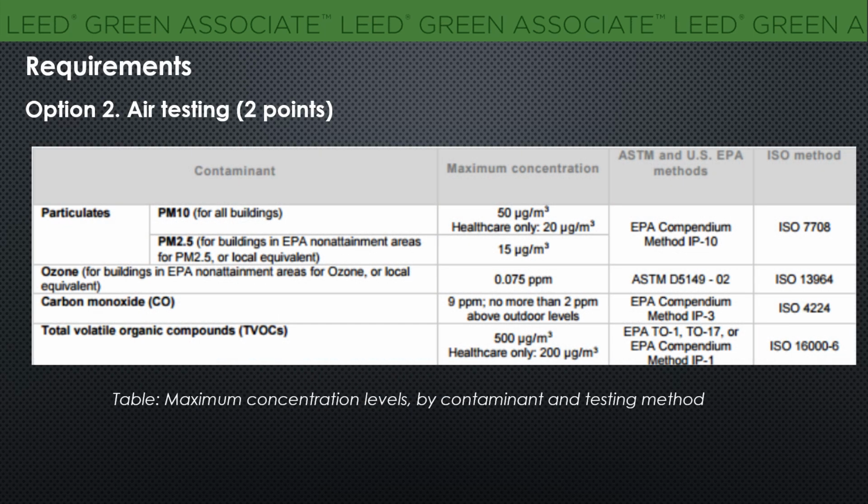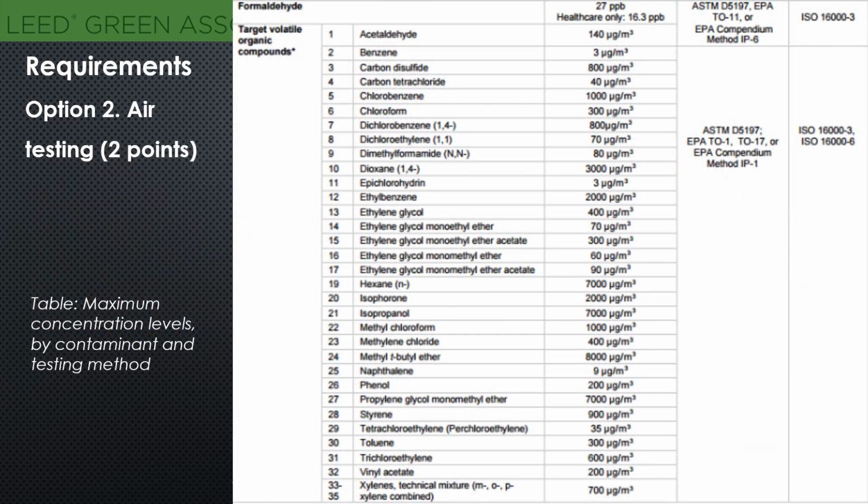So this is the table showing the maximum concentration level by contaminant and testing method. On the very left side, you can see the contaminants. It includes particulates, ozone, carbon monoxide, VOC, and formaldehyde on the next page. And we have columns for maximum concentration allowed, the ASTM and US EPA methods suggested, and the ISO method suggested. Again, this is the concentration of the contaminants and the standards.